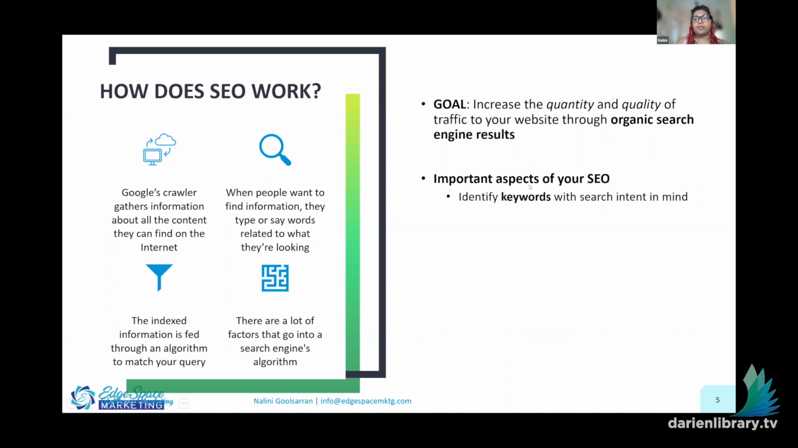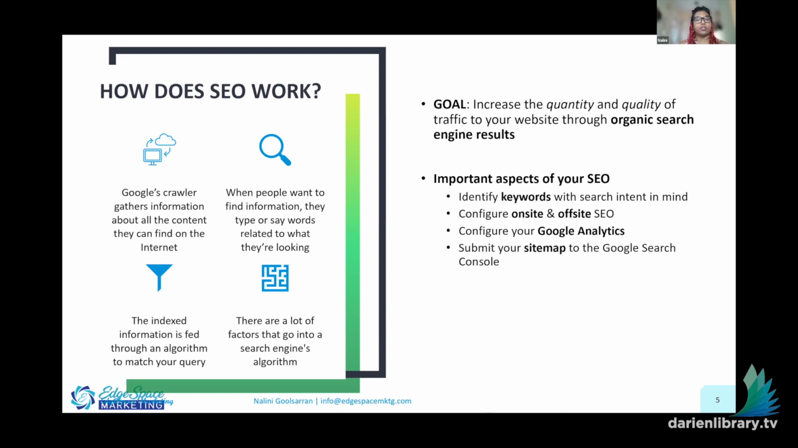So some important aspects of your SEO. You want to identify your keywords with search intent in mind. You want to configure your on-site and off-site SEO. So these are your ranking factors. And at the very end, I'll give you a couple tips about where certain things may go. You want to configure your Google Analytics. You want to submit your sitemap to the Google Search Console. And you want to set up your Google My Business. These are important parts of your SEO. Even if you don't understand all of the ranking factors, try to at least get a few of them done. It'll all help you in the end.